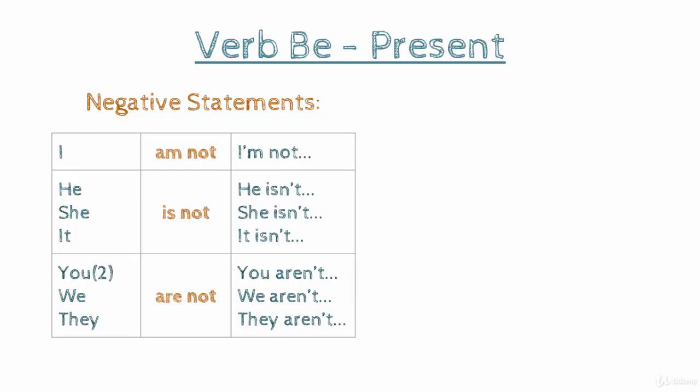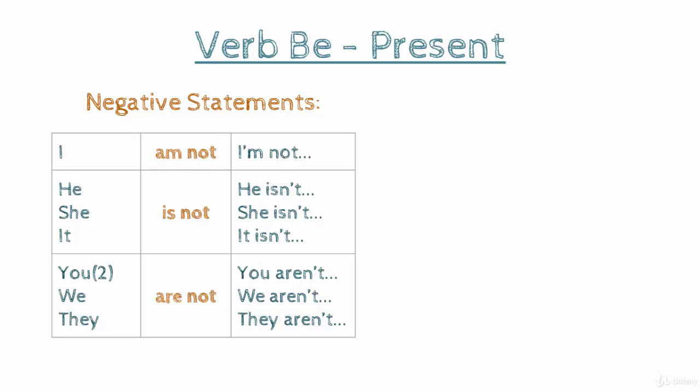And you can repeat after me. I am not. I'm not. He is not. He isn't. She is not. She isn't. It is not. It isn't. You are not. You aren't. We are not. We aren't. They are not. They aren't.